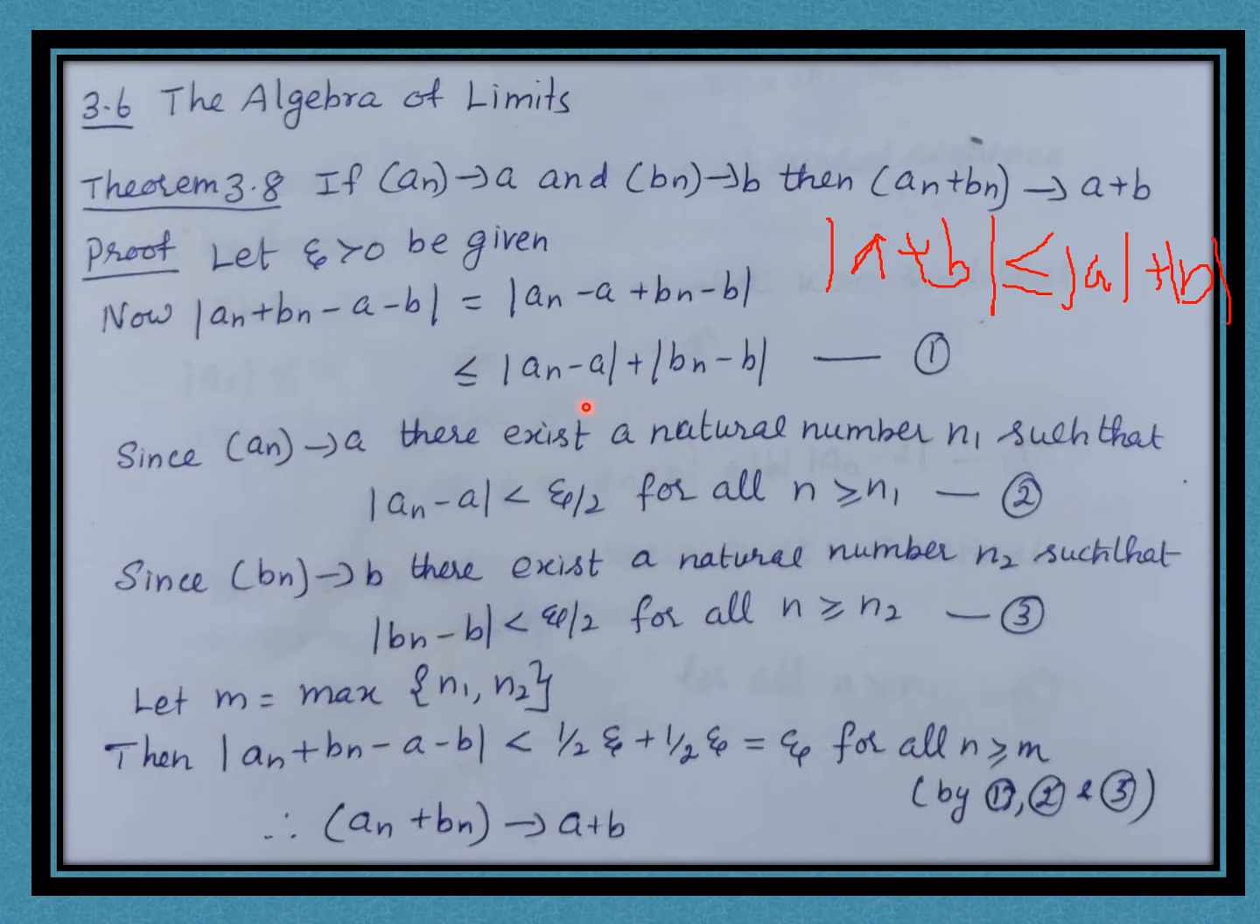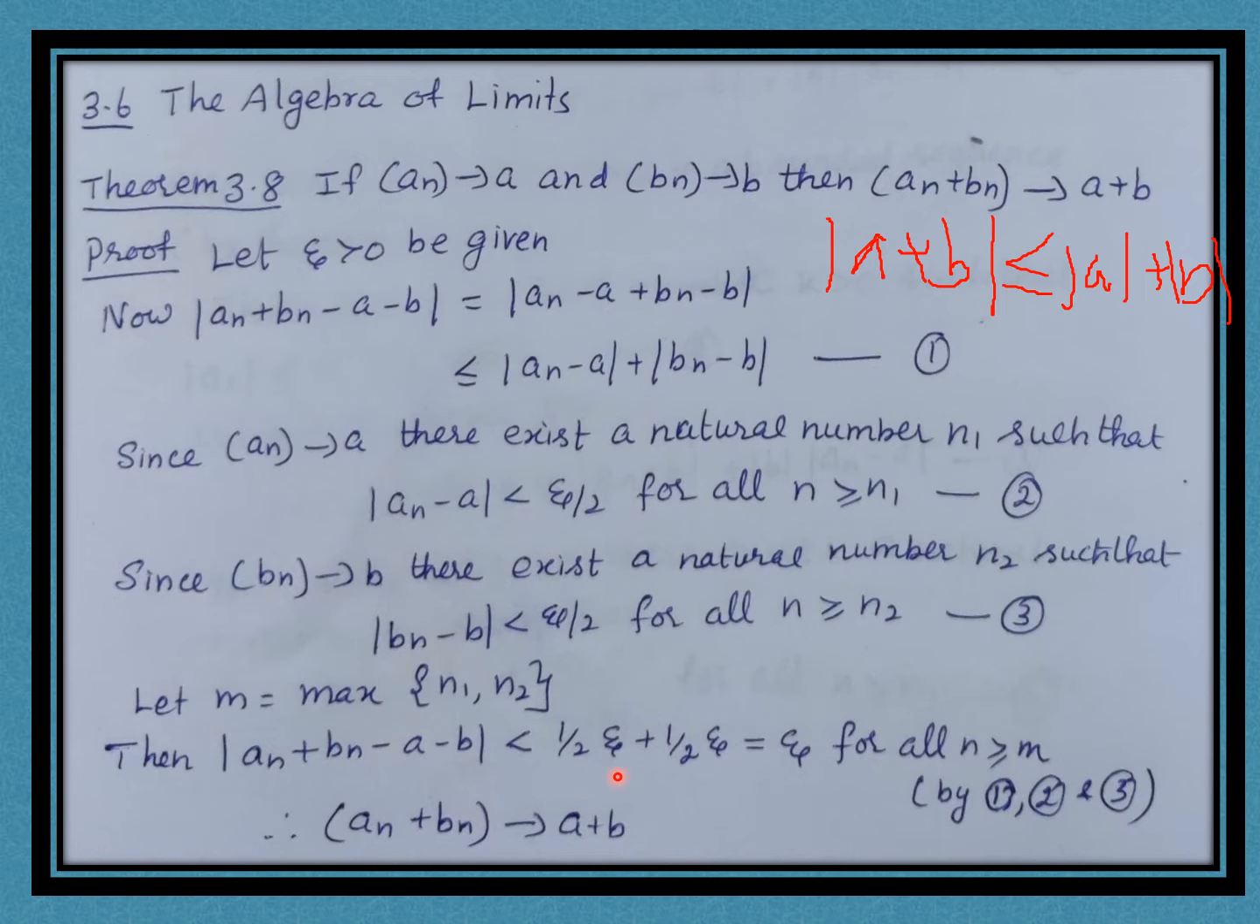By 2, we have the absolute value of an minus a is less than epsilon by 2. By 3, we have the absolute value of bn minus b is less than epsilon by 2. Therefore, we have this total value is less than epsilon. This is true for all values of n that is more than m. Therefore, from this, we proved that the sequence an plus bn converges to a plus b.